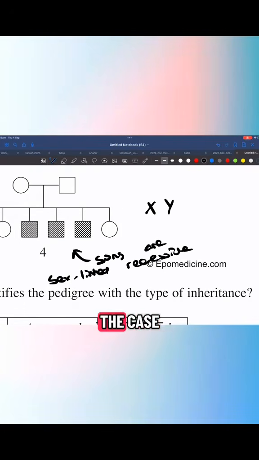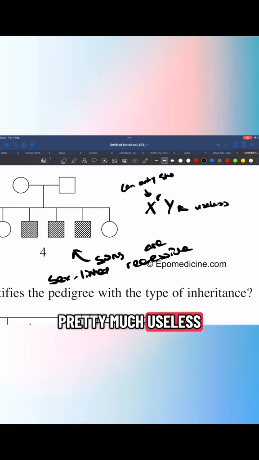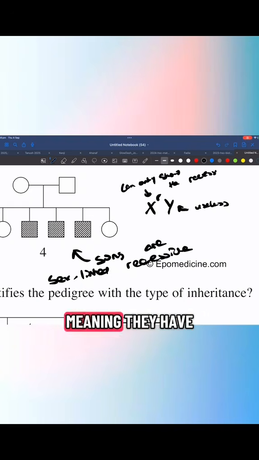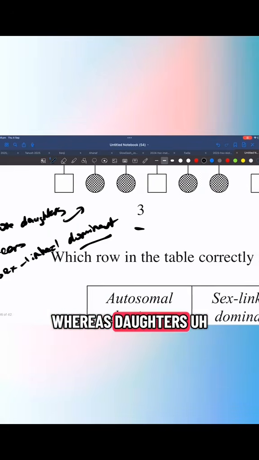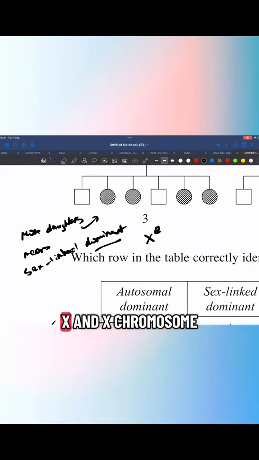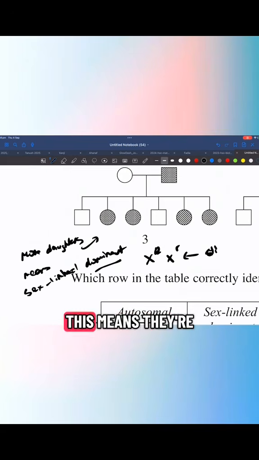Now let's explain why this is the case. We know sons have the XY chromosome, where the Y is pretty much useless. So they can only display the X chromosome, meaning they have an increased chance of displaying that recessive gene. Whereas daughters, on the other hand, have an X and X chromosome. This means they're less likely to be affected, as they'll still be a carrier of that gene.